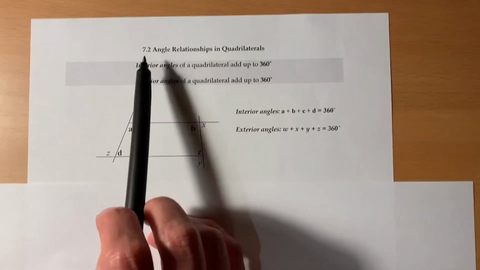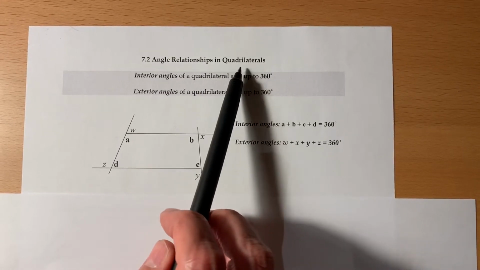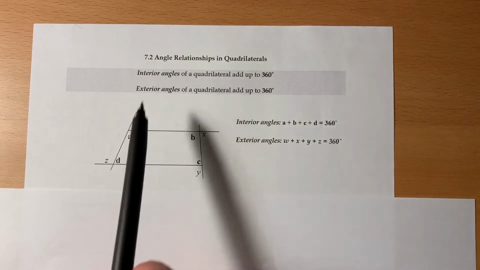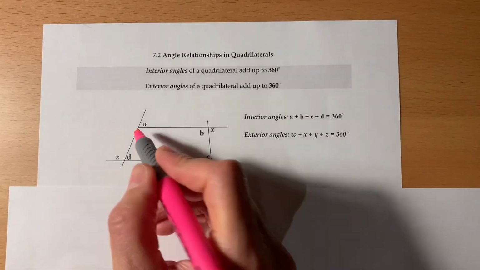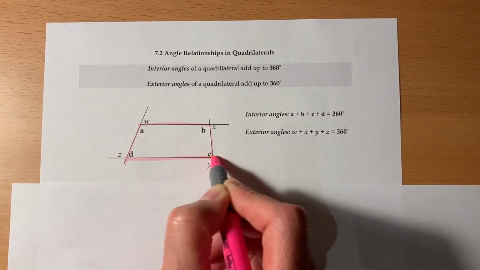Okay, so let's look at section 7.2. This time we're going to look at angle relationships in quadrilaterals. Quadrilaterals are four-sided figures. I've got an example of a quadrilateral here, and I'm just going to outline it in pink. Okay, so it's four sides.